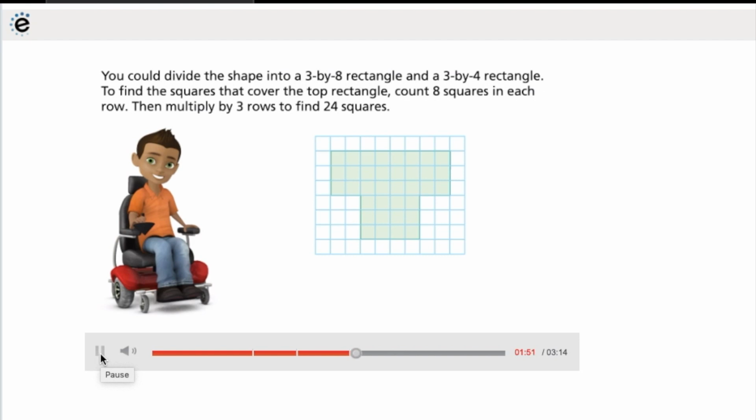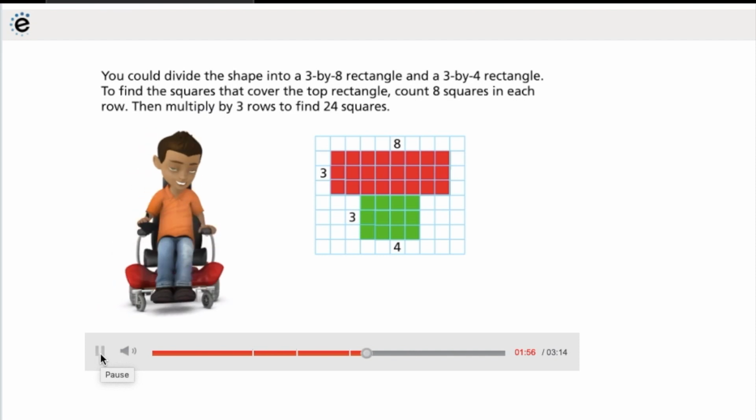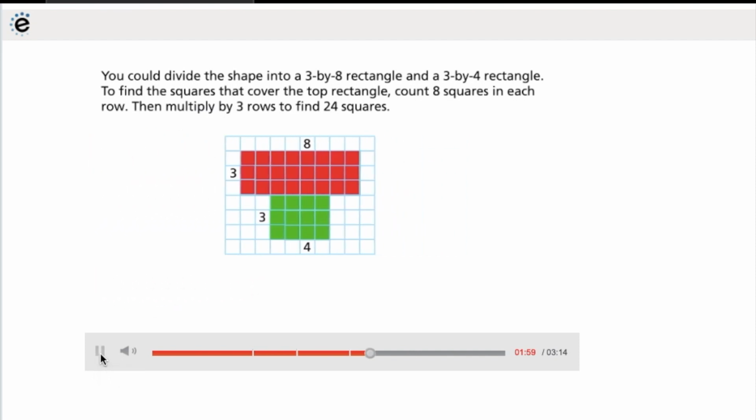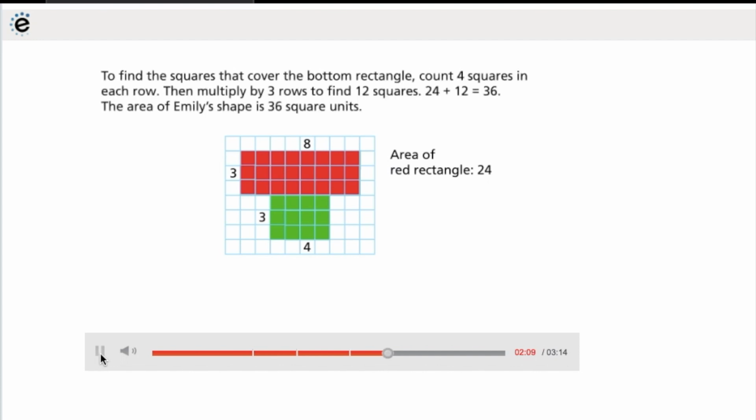You could divide the shape into a 3 by 8 rectangle and a 3 by 4 rectangle. To find the squares that cover the top rectangle, count 8 squares in each row. Then multiply by 3 rows to find 24 squares. To find the squares that cover the bottom rectangle, count 4 squares in each row. Then multiply by 3 rows to find 12 squares. 24 plus 12 equals 36. The area of Emily's shape is 36 square units.